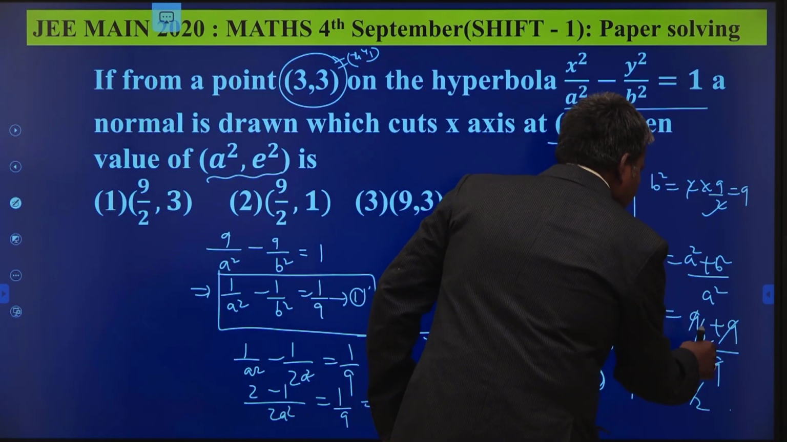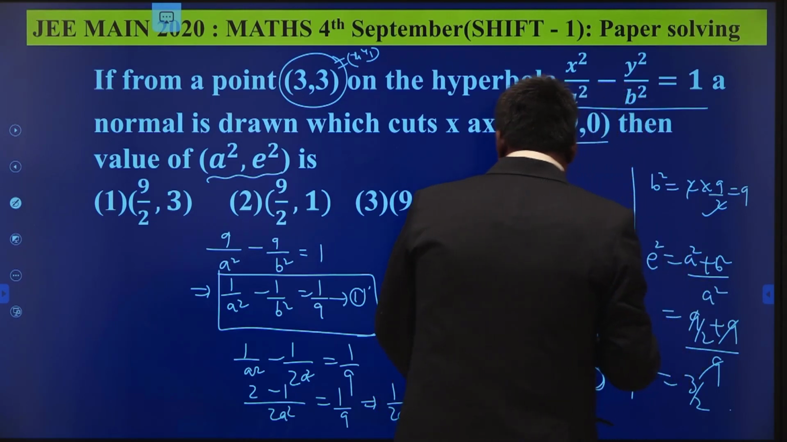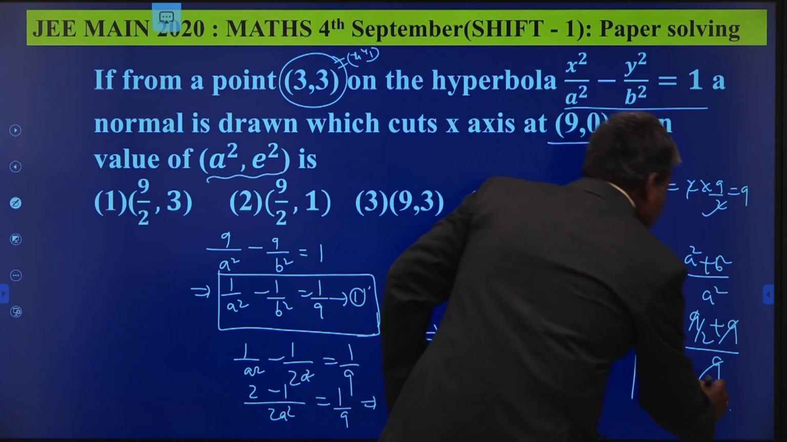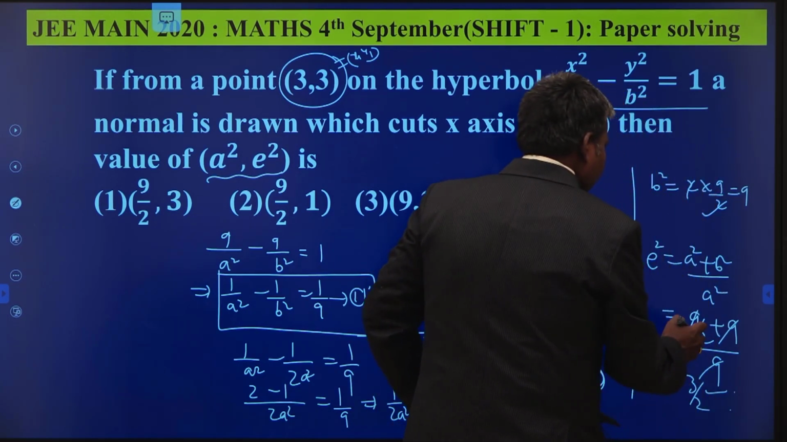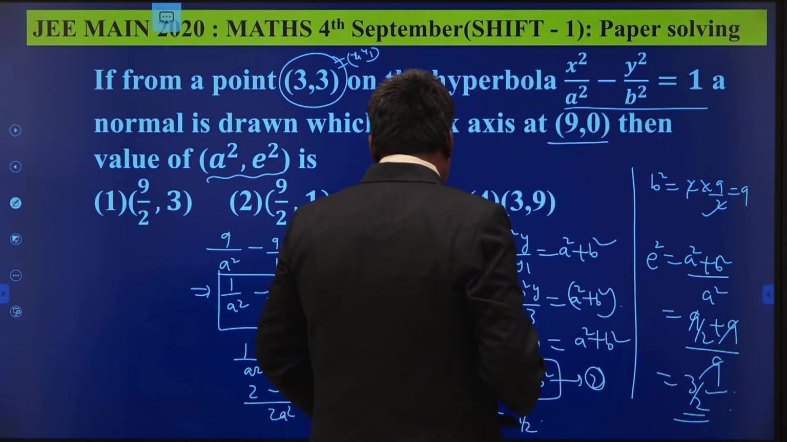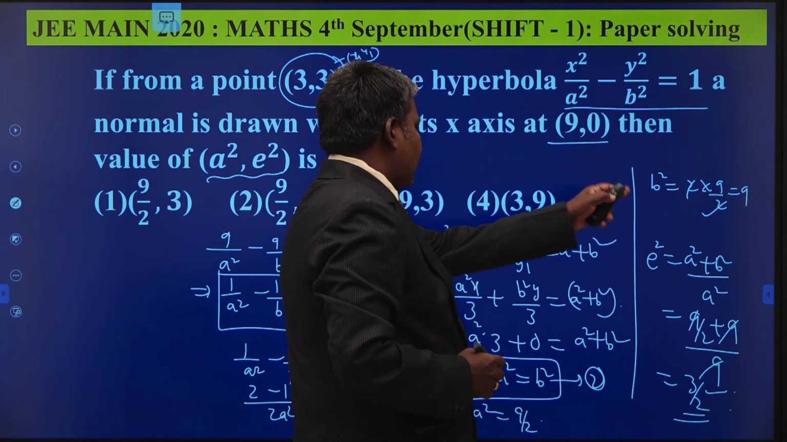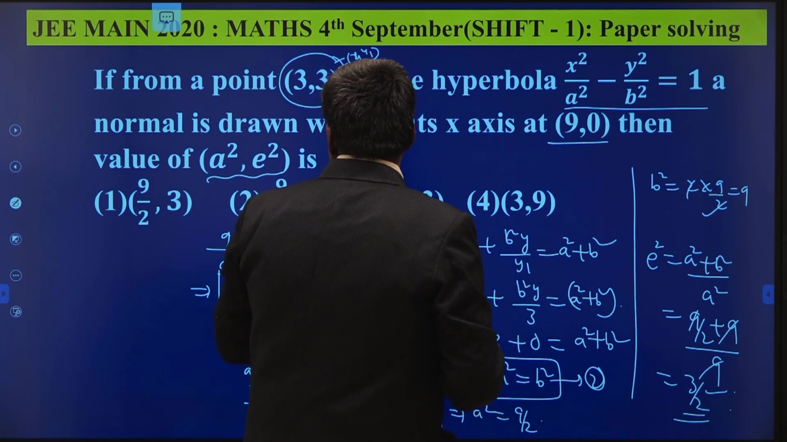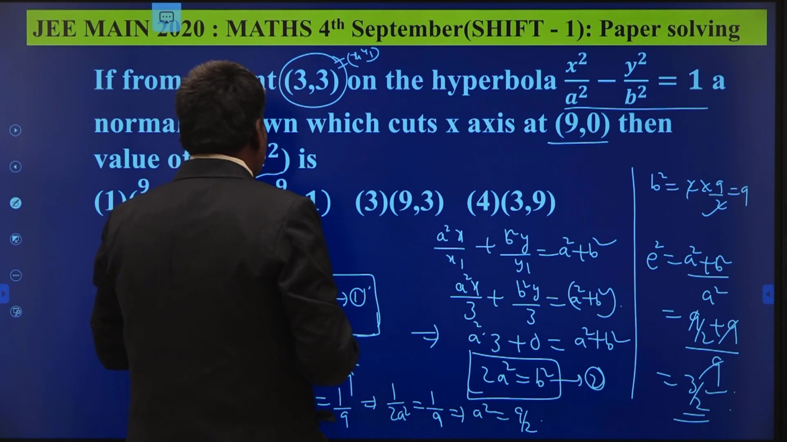This is 1 by 2 plus 1, a square plus b square by a square. This is 1 by 2 plus 1, this is 3 by 2. E square is 3 by 2. A square plus b square by a square, that is the eccentricity square. 3 by 2 will be there. Okay.